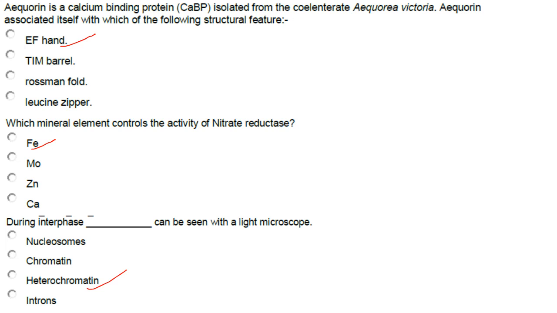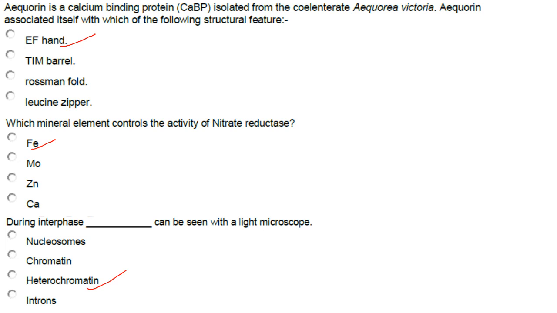Then next one. Aequorin is a calcium binding protein isolated from Coelenterata Aequorea victoria. Aequorin associated itself with which of the following structural features? It has got an EF hand. Then next one. Which mineral element controls the activity of nitrate reductase? So answer is iron.